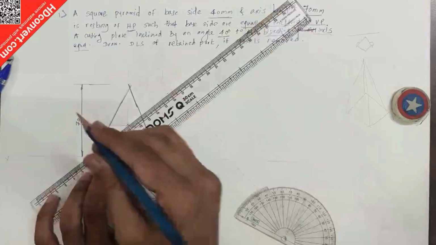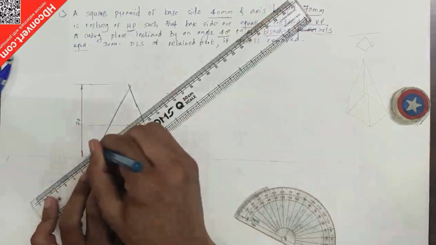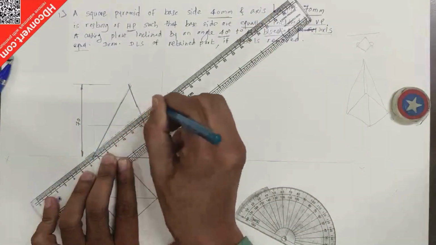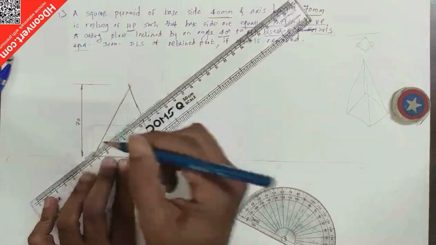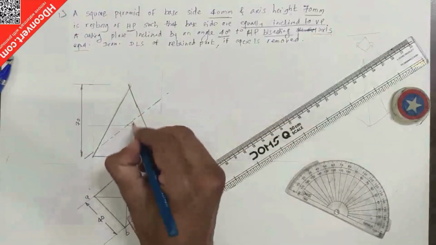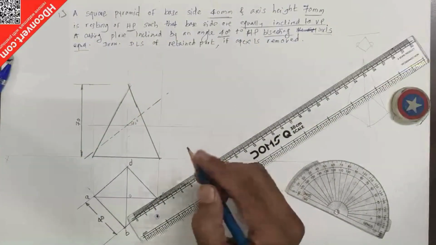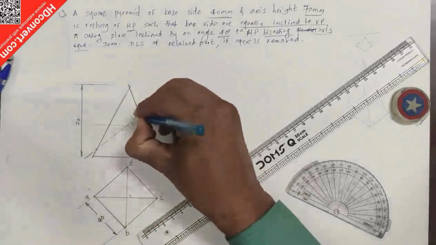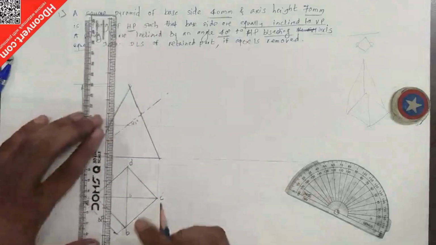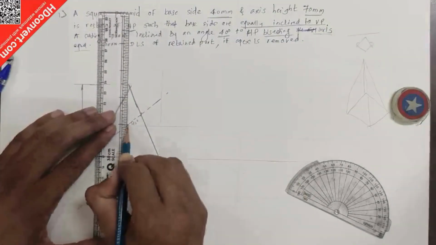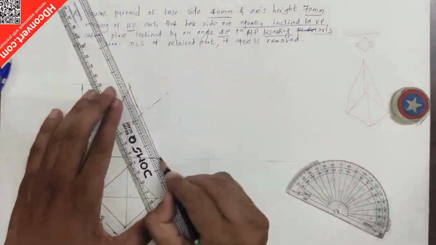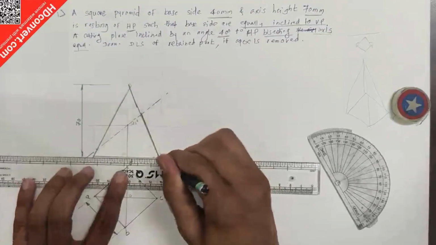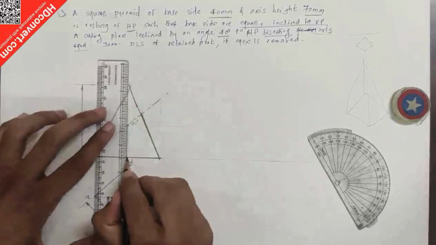So draw the cutting plane line, like this. The cutting plane line is dark at the end. So this angle is nothing but 40 degrees. Now where does it intersect? Here, and here also. So this part and this part is called the retained part or remaining part.